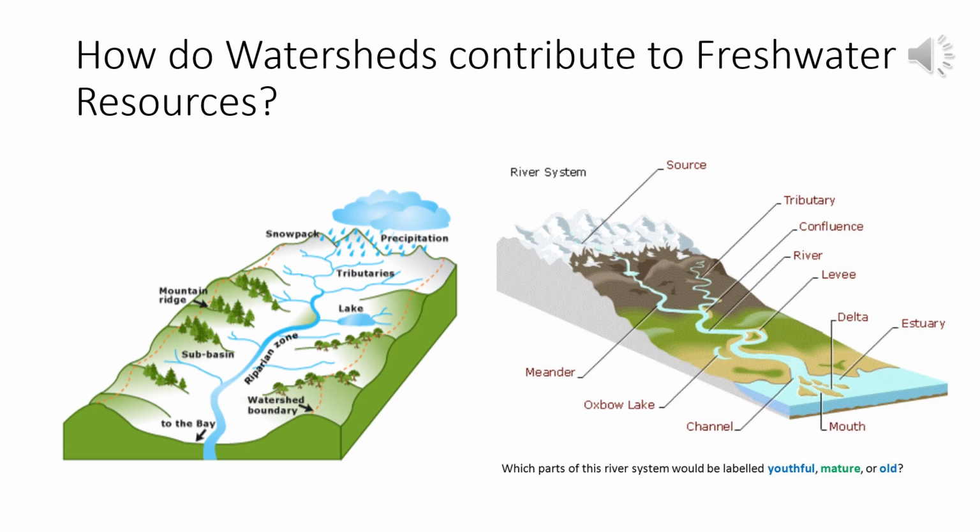Within the river system, you may also have smaller rivers or streams that join the larger river. Those smaller rivers are called tributaries, and the area at which they meet is called the confluence.